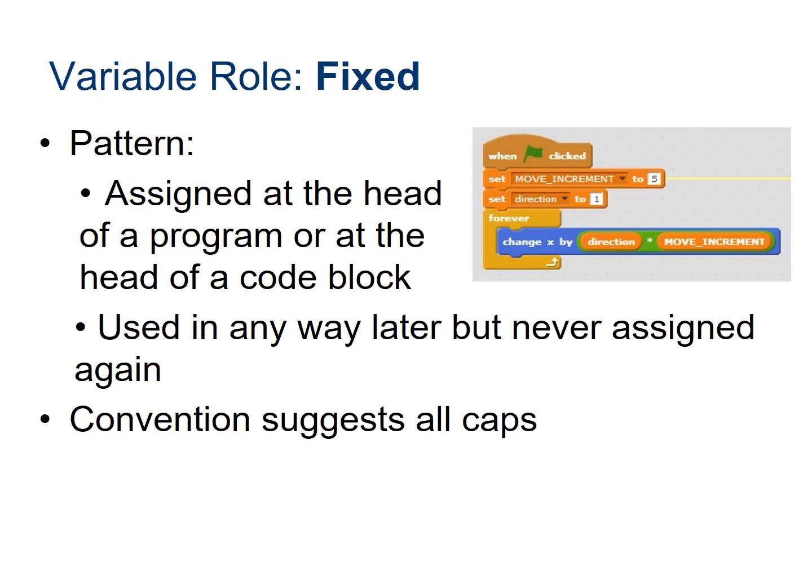With a fixed variable, at the head of the program, we'll go ahead and assign it. Here it says set move increment to 5. So move increment is initially set to 5. We always assign it at the beginning of a program or the beginning of a code block, and it's used, but it's never assigned again. So essentially the value that we set it to is always going to stay the same. Now the convention is that it's all caps. So anytime you see something that's all caps, such as move increment here, you know that it's going to be a fixed variable.